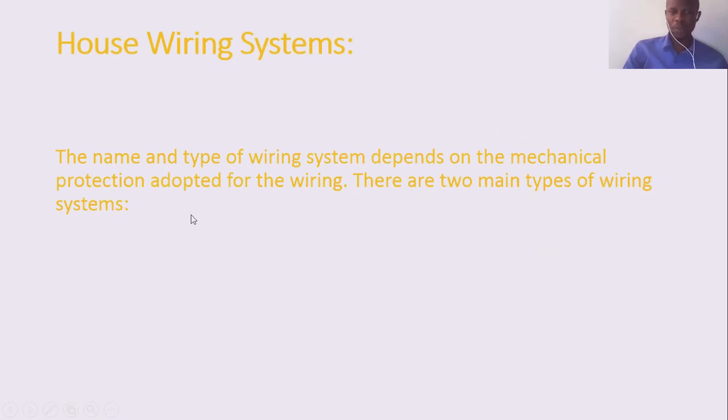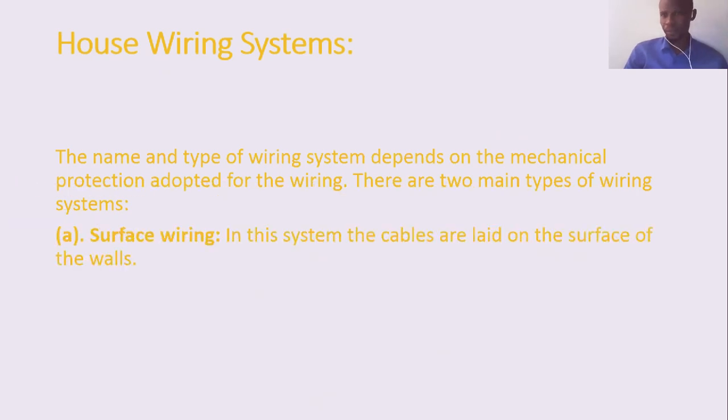There are two main types of wiring system. The first one is what we call the surface wiring. In this system, the cables are laid on the surface of the wall. You can see it when you enter any house or building, any room or apartment, you'll be able to see the wire. That is the kind of wire used in the installation in this building. We call it surface wiring because you can see it, as it implies.